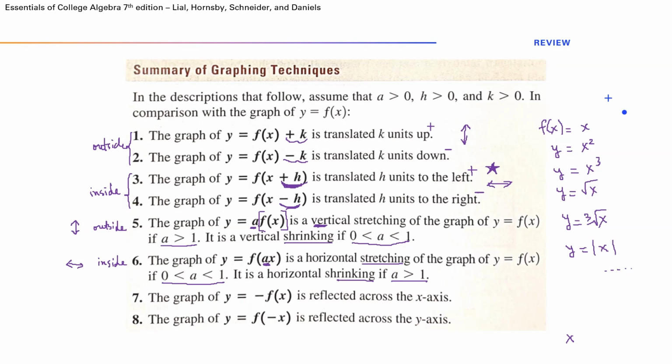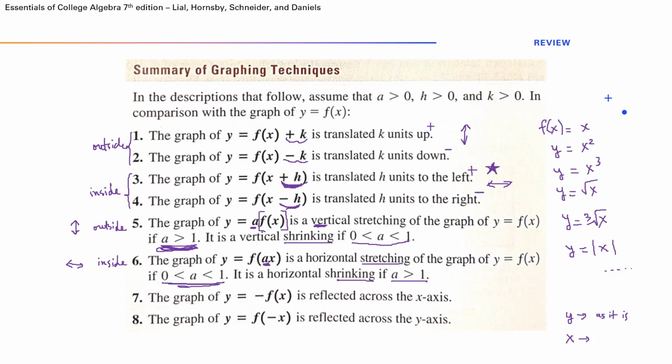For x, it's not common sense, you have to be opposite of it. So when you see plus h, you go to the left. When you see minus, you go to the right. And it's opposite with the vertical stretching and horizontal stretching. The condition of a will be opposite as well.